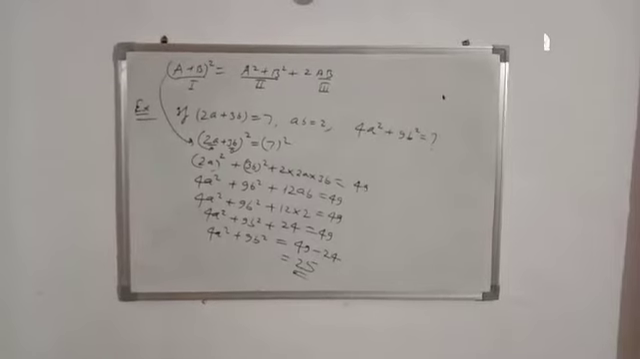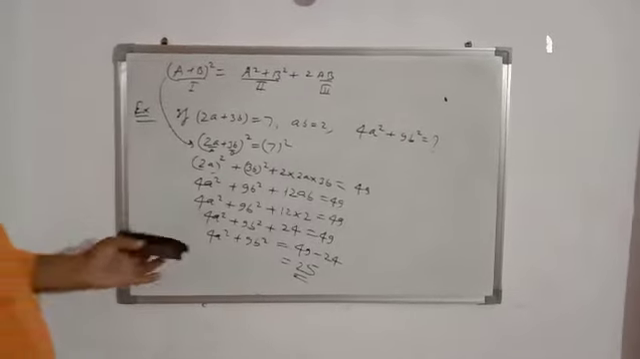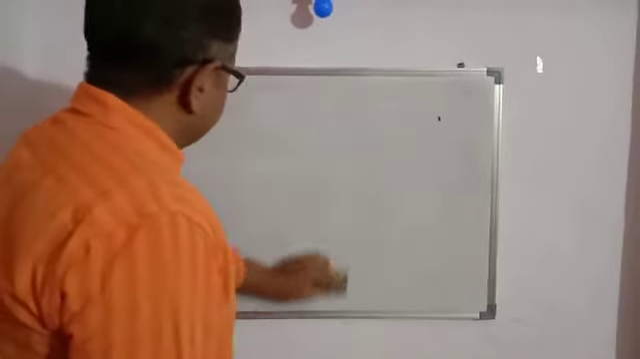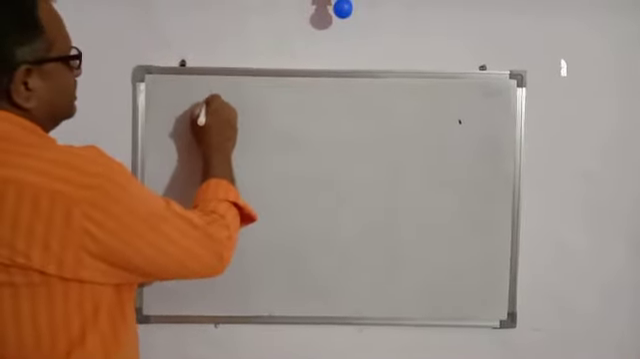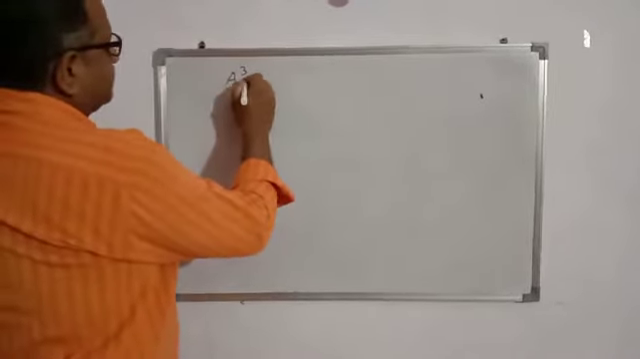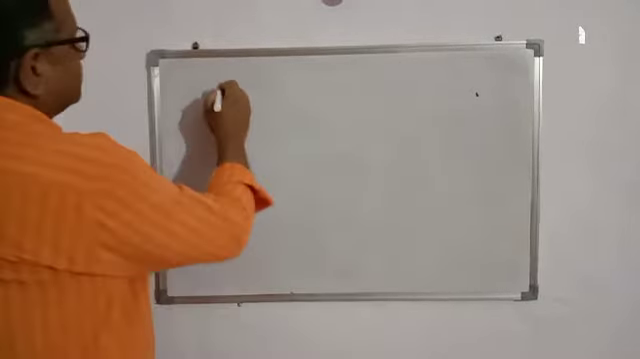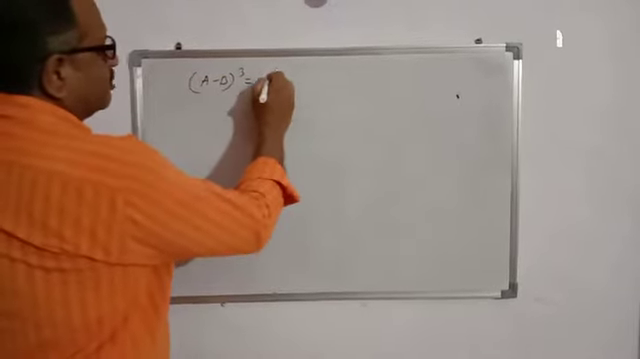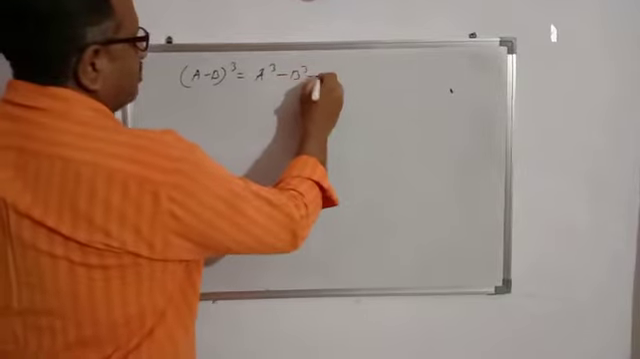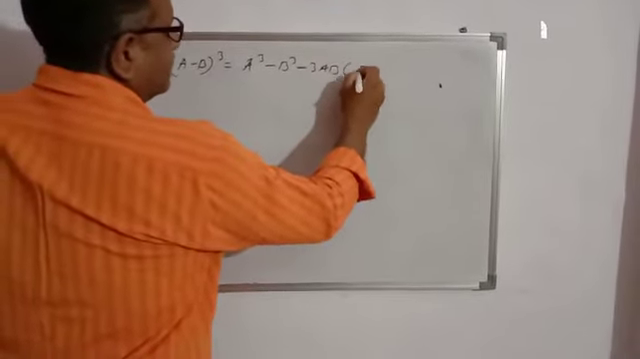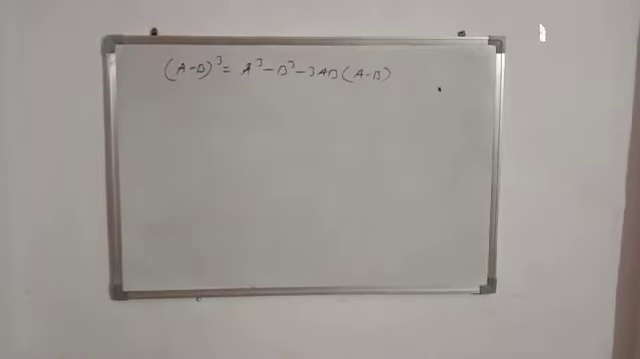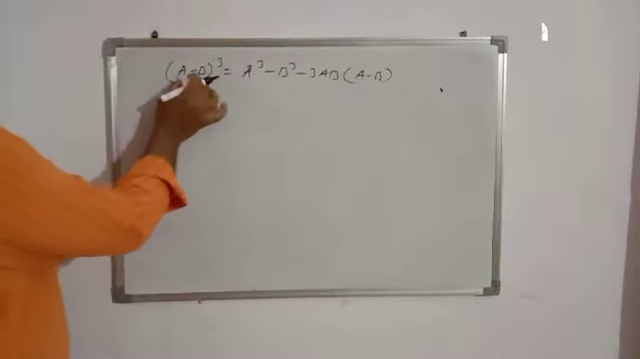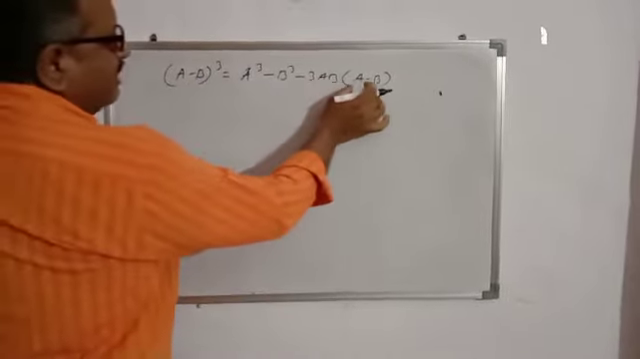Now we will see one more identity. See one more identity, that is (a minus b) whole cube. What is (a minus b) whole cube? A cube minus b cube minus 3ab in bracket (a minus b). So (a minus b) whole cube is a cube minus b cube minus 3ab (a minus b).